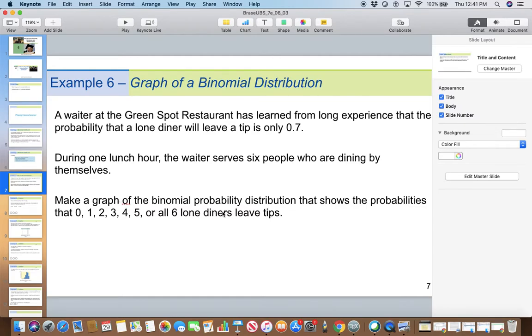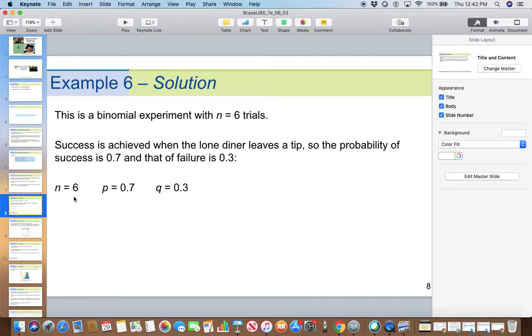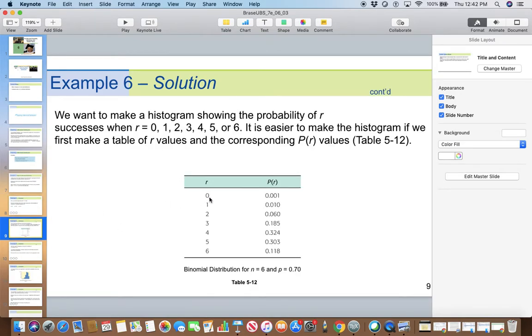Make a graph of the binomial probability distribution that shows the probabilities that 0 to 6 lone diners leave tips. N is 6. Probability of success is 0.7. Therefore, probability of failure is 0.3. Remember, probability of failure is 1 minus probability of success. So it's 0.3. So you have this table.